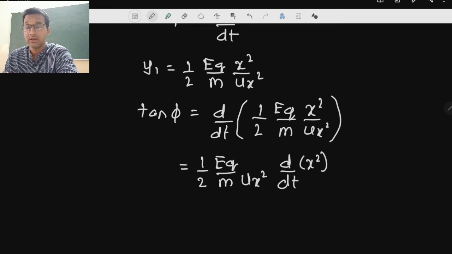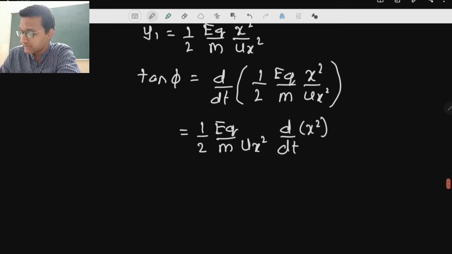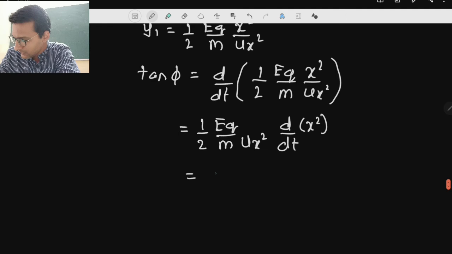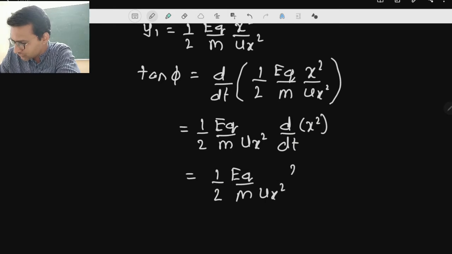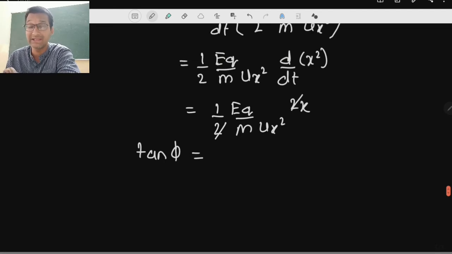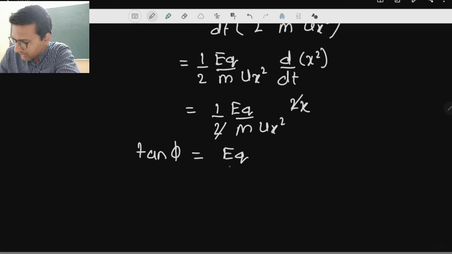Now by differentiation of x square, we will get 1/2 eq by m ux square into 2x. We can cancel this 2, and that means the tan of the angle at any instance will be eq by m ux square upon x. Let us call this equation number 4.